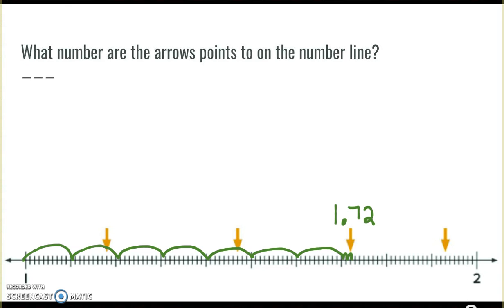For my last arrow, I'm going to continue to count from my 7 tenths, 1 and 7 tenths. And I'm going to go 8 tenths, 9 tenths. I'm going to have 1 and 9 tenths. And I'm going to count my hundredths, 1, 2, 3 hundredths. And I would say this number as 1 and 93 hundredths.